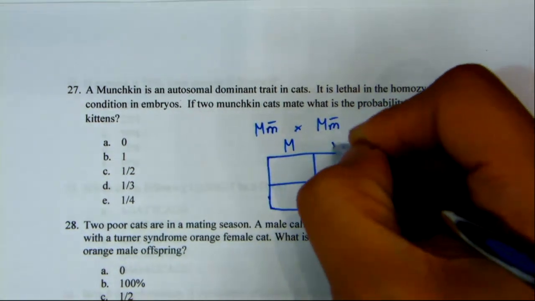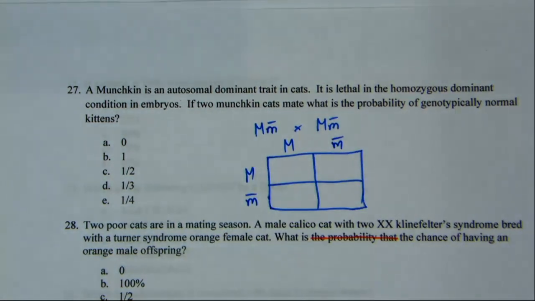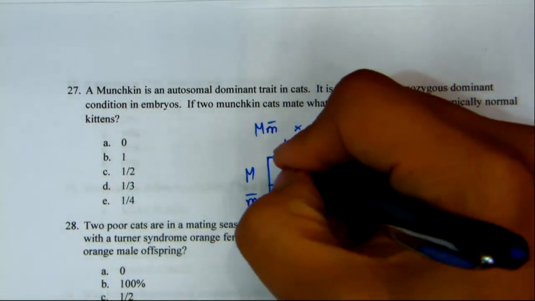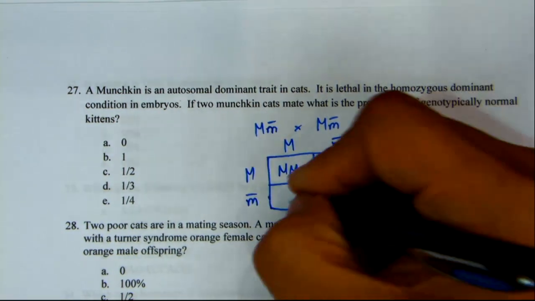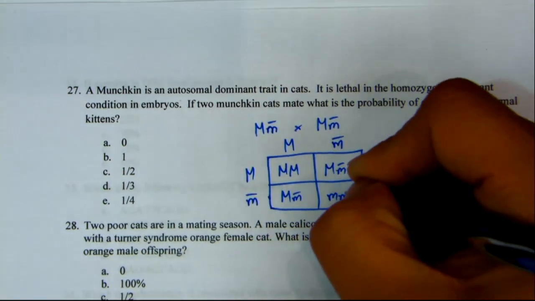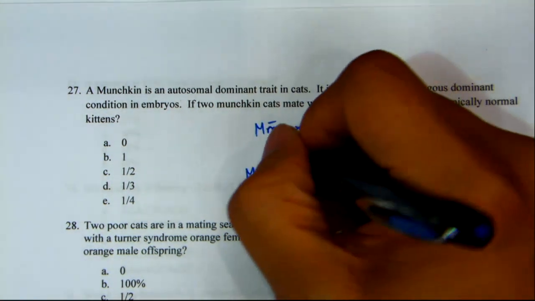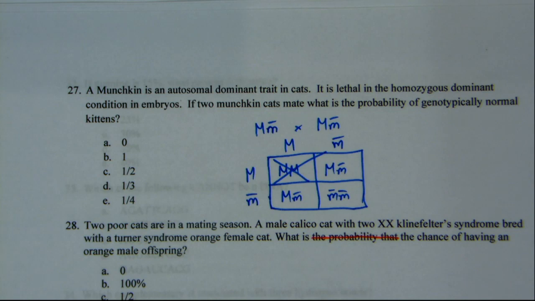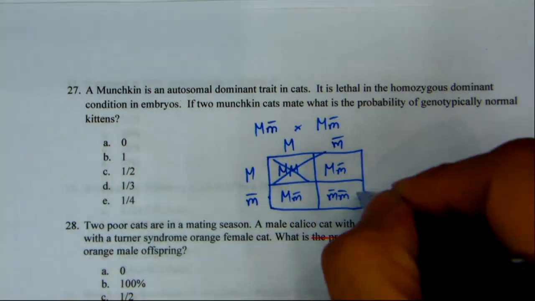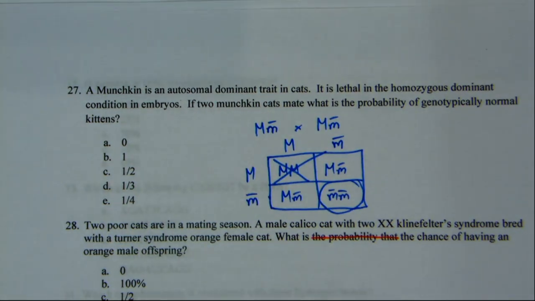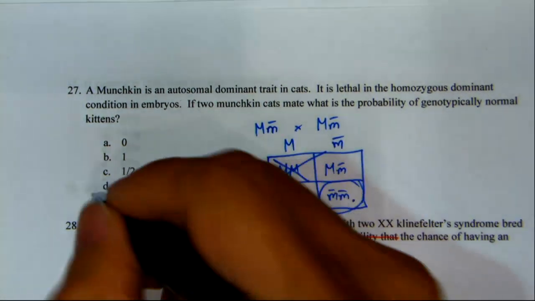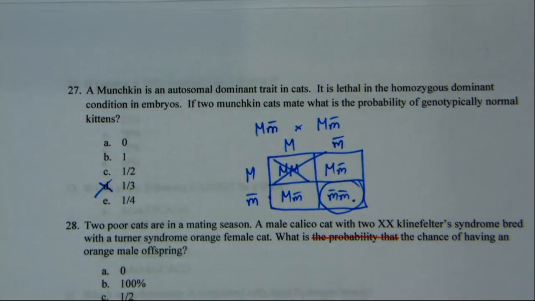So one here, right? So crosses, we have big M, big M, big M, little m, big M, little m, little m, little m. Okay? So what happened here is it said it is lethal in homozygous dominant. So this one is out because it's not born. Okay? So they ask the probability of genotypically normal. So which one is genotypically normal? This one, right? Small, small. So then the probability is 1/3. Okay?